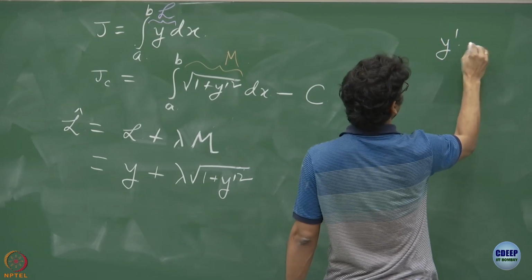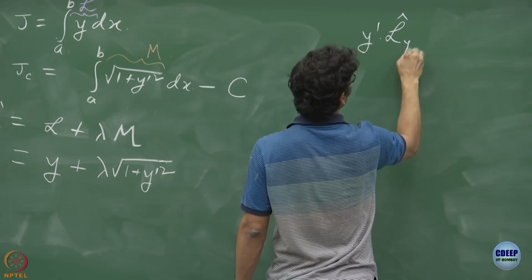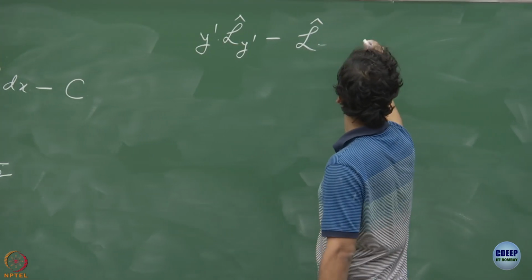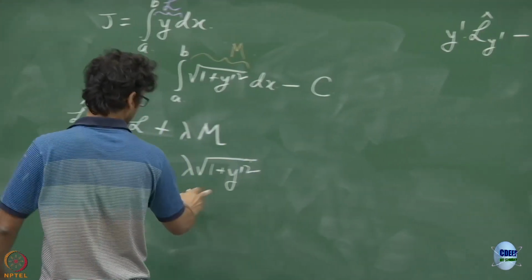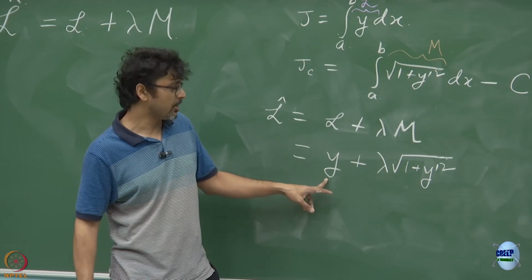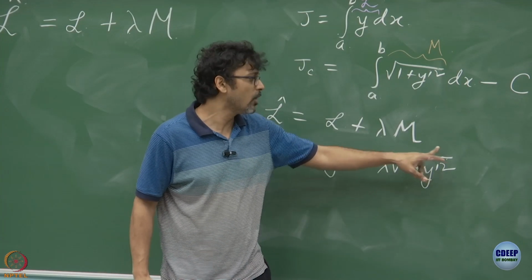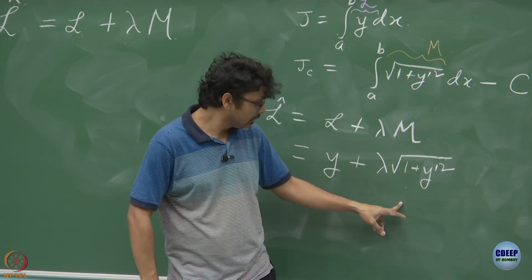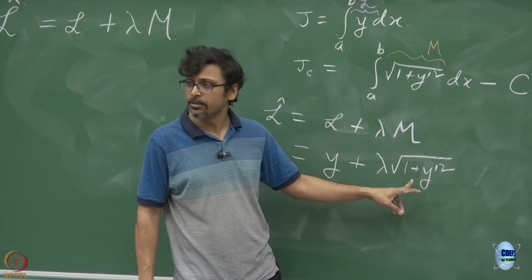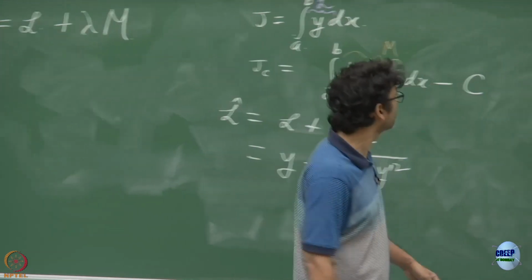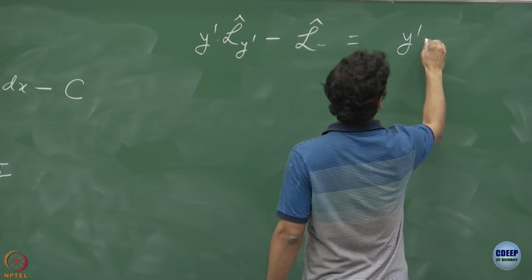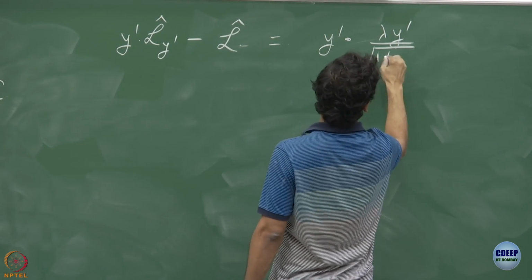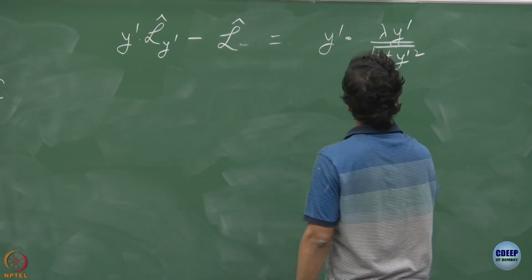So y prime into L hat y prime minus L hat. What is that going to be? Help me with this. This part with respect to y prime doesn't matter. This part you will just have a 2y prime and a half with this in the denominator. So the 2 and the half cancel each other out and you are left with lambda y prime, right? So y prime times lambda y prime upon square root of 1 plus y prime squared. Agreed?